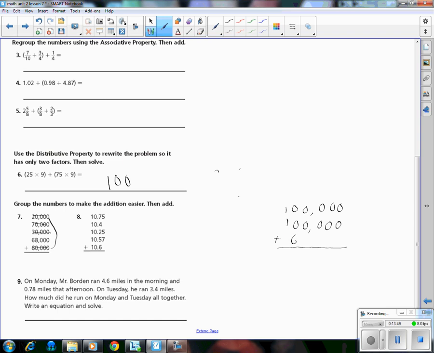So, and I'm writing this vertically, but I really don't even need to do that because by regrouping those to make the addition much easier on me, I can do all this mentally. 20,000 and 80,000 gives me 100,000. 70,000 and 30,000 gives me another 100,000, which is 200,000, plus 68,000, giving me a sum of 268,000.